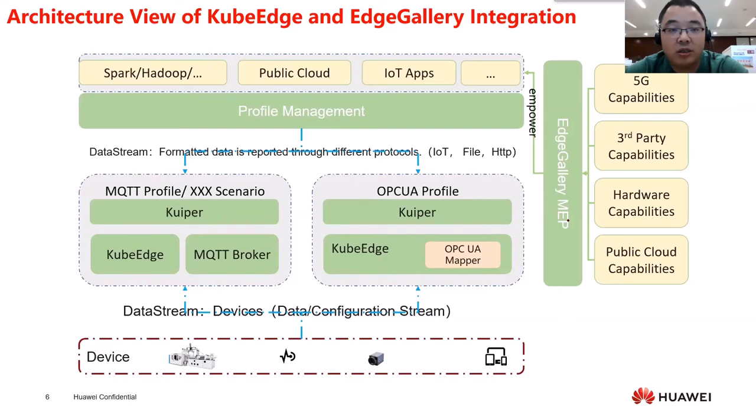Here the profile, we can call it the different protocol profile. We can also call it maybe some scenario for the different industry applications. After this, the different profiles go to the profile management. The profile management will expose the unified APIs for the profile management. We can get the data from the profile management. For example, we output such data to the IoT apps or public cloud. So as you can see on the right side, the applications or public cloud can also use the HGARI MEP to empower themselves using the HGARI capabilities.